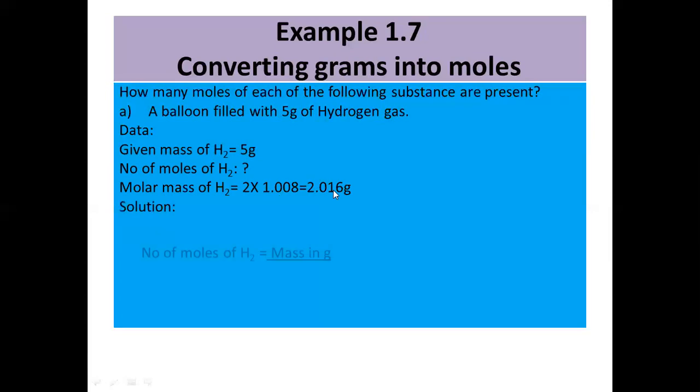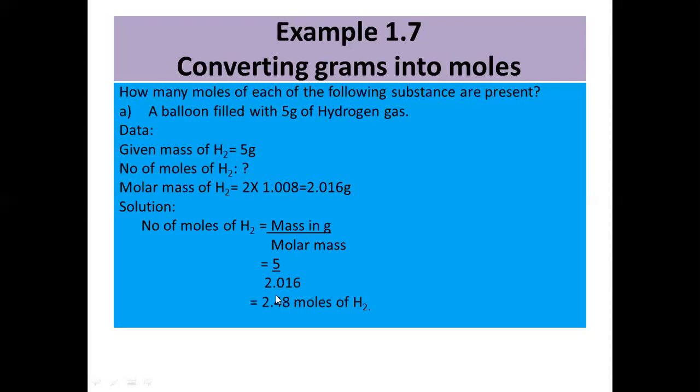Solution: we will use the formula number of moles equal to mass in grams over molar mass. By putting the values, mass given is 5 gram, molar mass we just found over here is 2.016. So the answer is 2.48 moles of hydrogen.